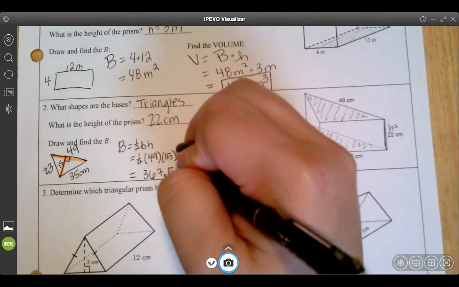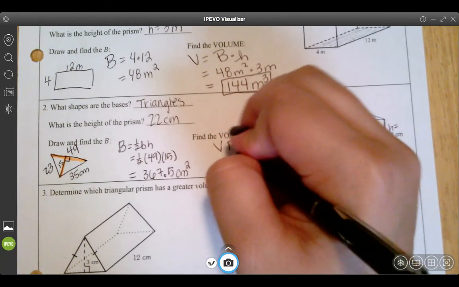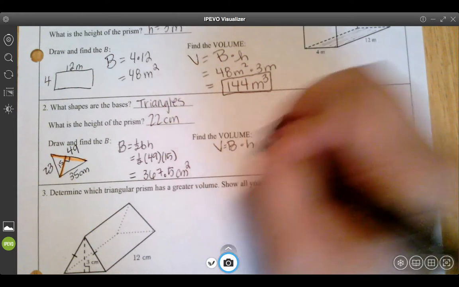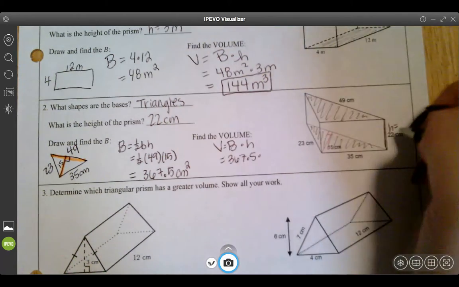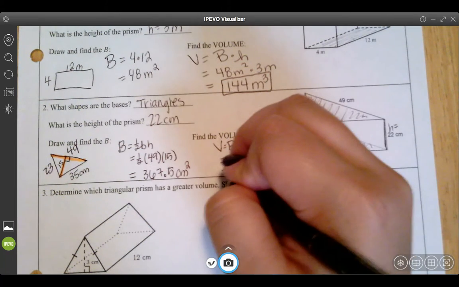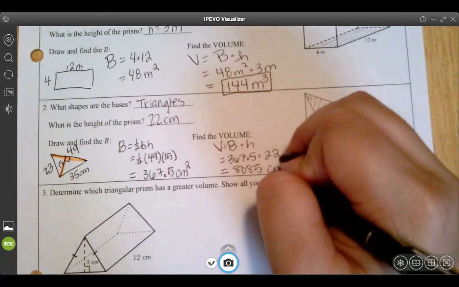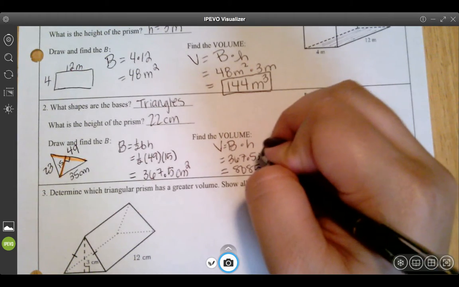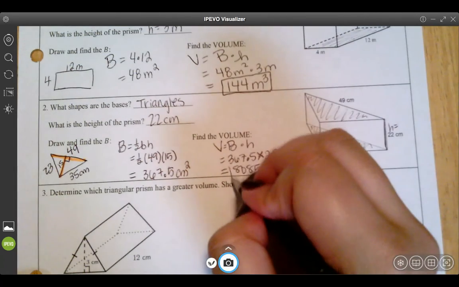367.5 squared centimeters. To find the volume, I take that base and multiply it by height. 367.5 times my height of 22 leaves us with 8,085 cubic centimeters. That one's multiplication, that one is a decimal point.